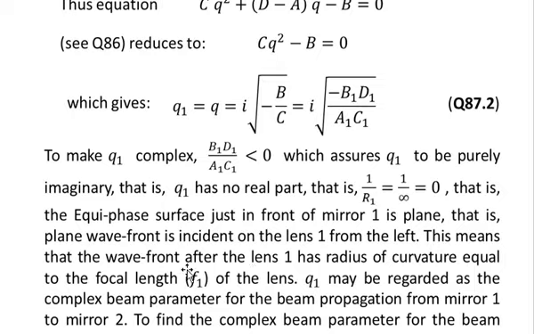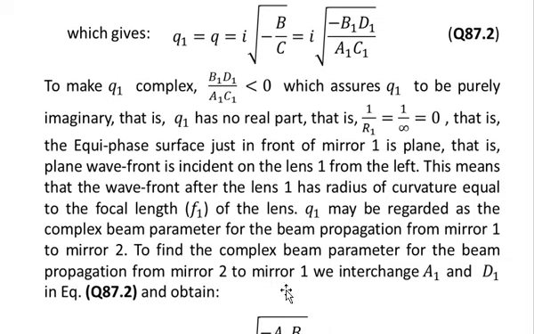This means that the wave front after the lens 1 has a radius of curvature equal to the focal length f1 of the lens. Because a plane wave is incident on the lens, the lens will converge that beam, that plane wave front after it propagates through the lens, and then of course the radius of curvature will be equal to the focal length f1 of the lens.